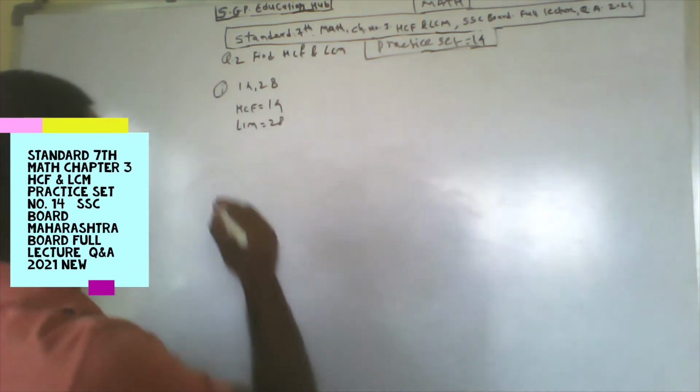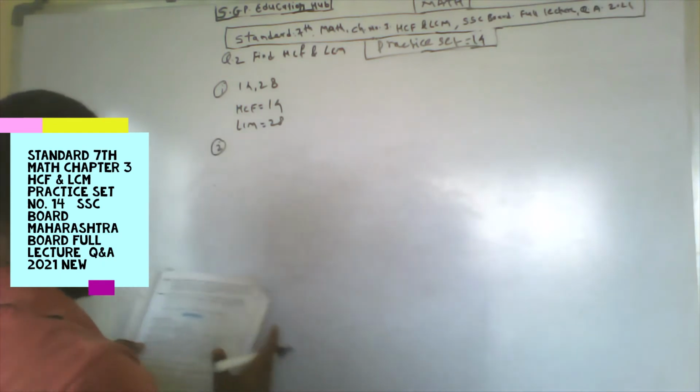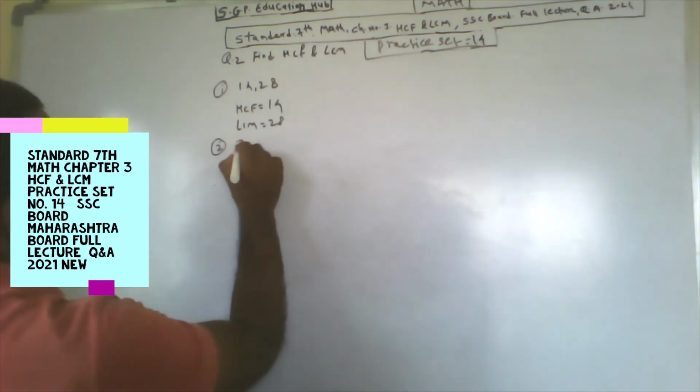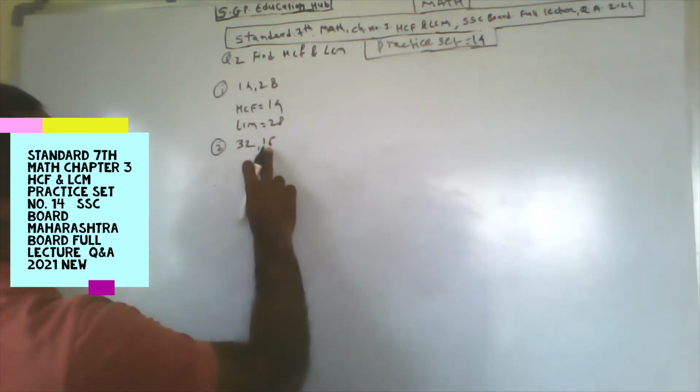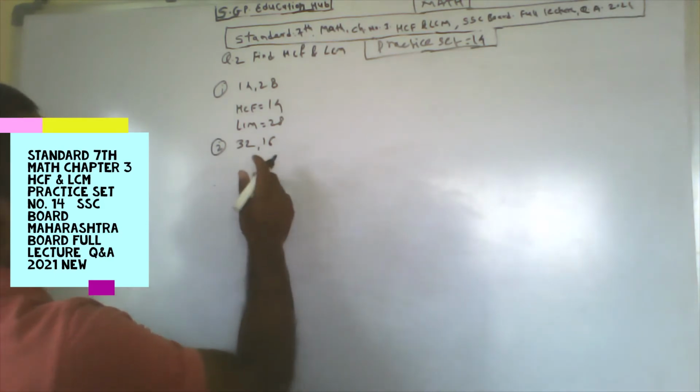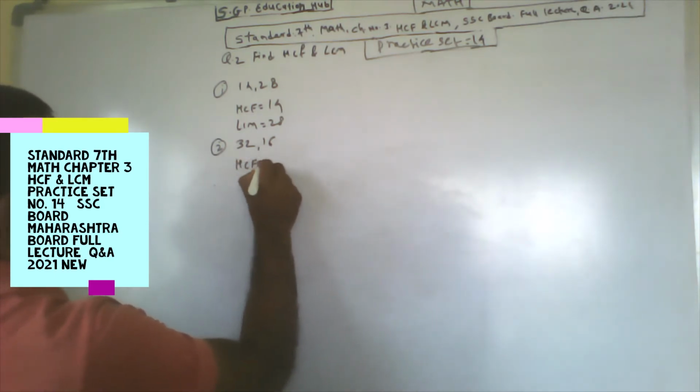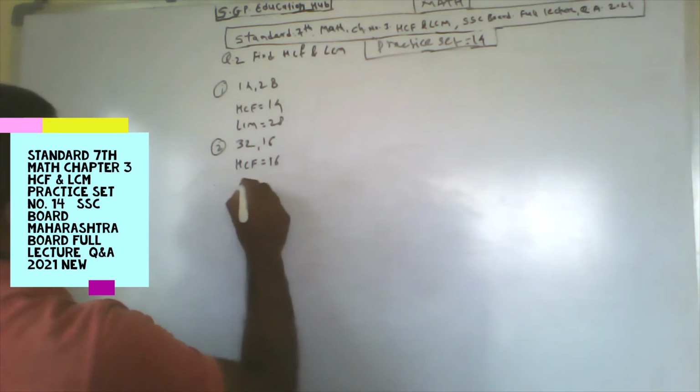Now the second question: 16 and 32. So the HCF is 16 and the LCM is 32.